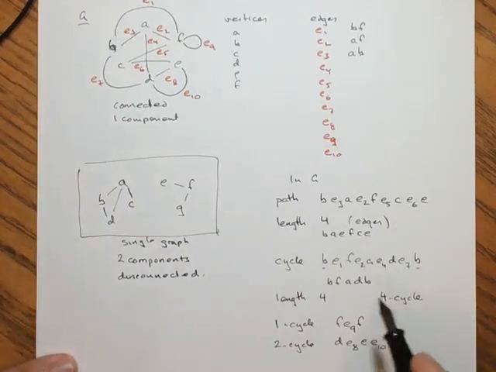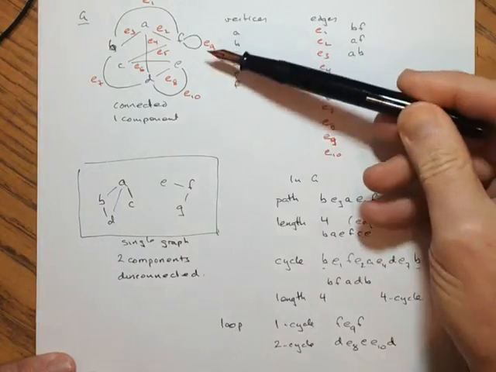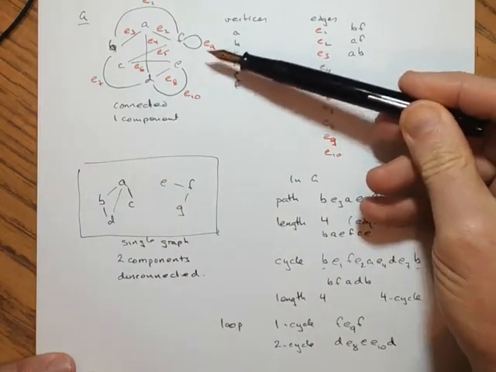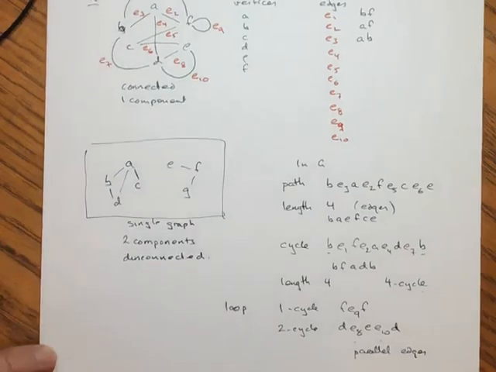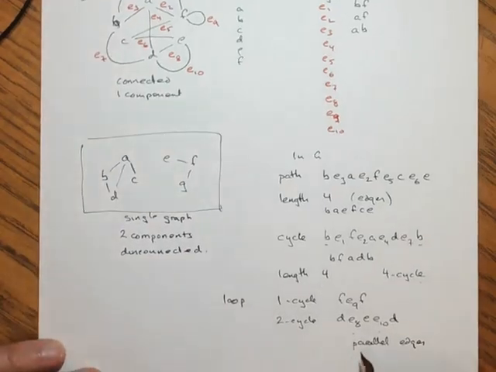Of course, as I said, the 1 cycle is basically a loop, which is exactly what that E9 looks like. Here, E8 and E10 we sometimes call parallel edges, or multiple edges. Some notation sometimes used.